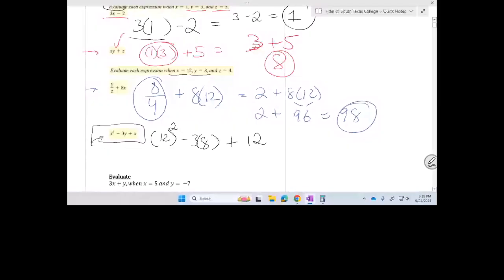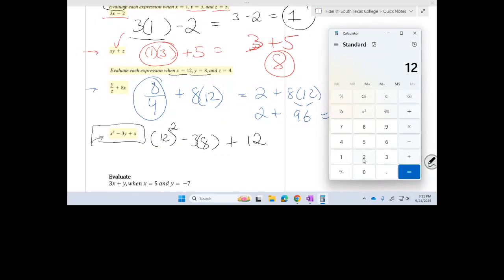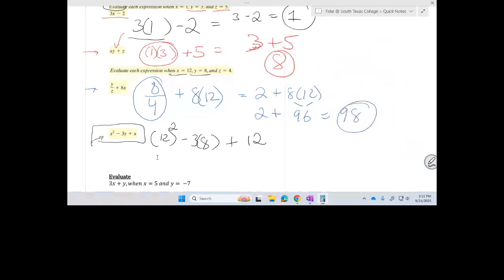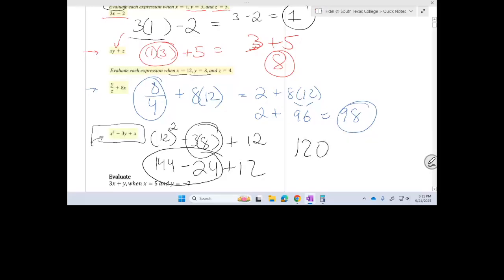First thing we have to do, we have exponents here. Anybody know what 12 squared is? 12 times 12? 12 squared is 144. Minus, anybody know 3 times 8? 24. Very good. Plus 12. All right, I'm going to go left to right. 144 minus 24 should be 120. And then finally, 120 plus 12 should be, boom, 132. And we're done.